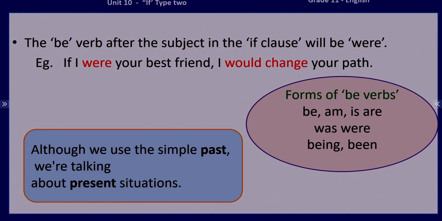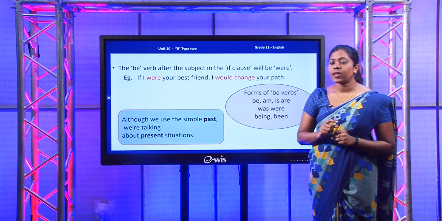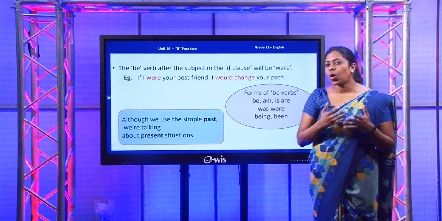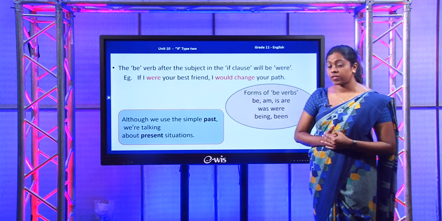The verbs am, is, are, was, were, being and been come under the be verb. You know that according to the pronouns we change it, but in the if conditional clause, keep in mind we use the be verb were with all the pronouns. Right? Another important fact you should definitely remember.